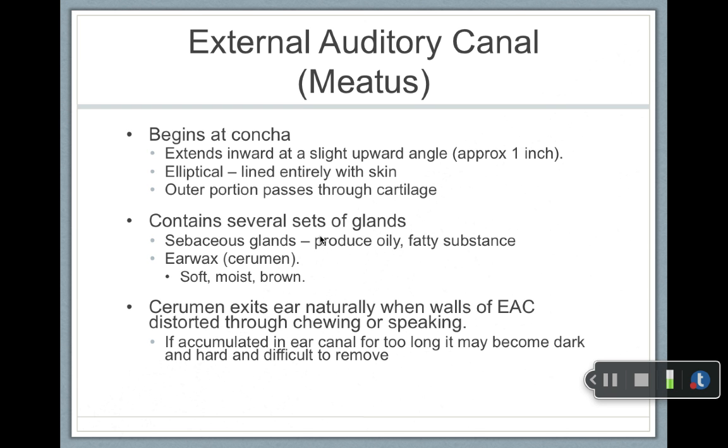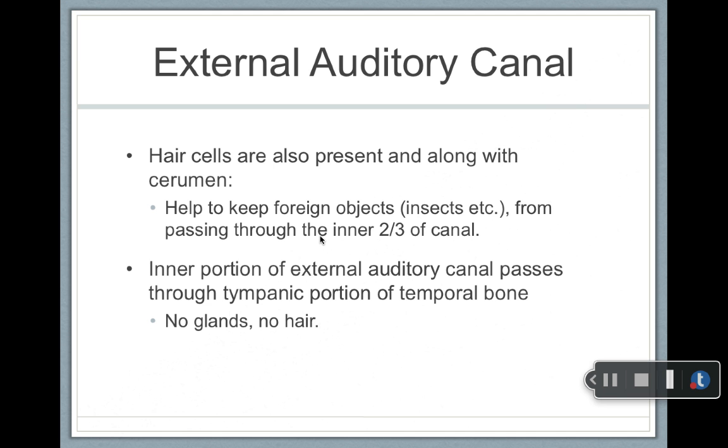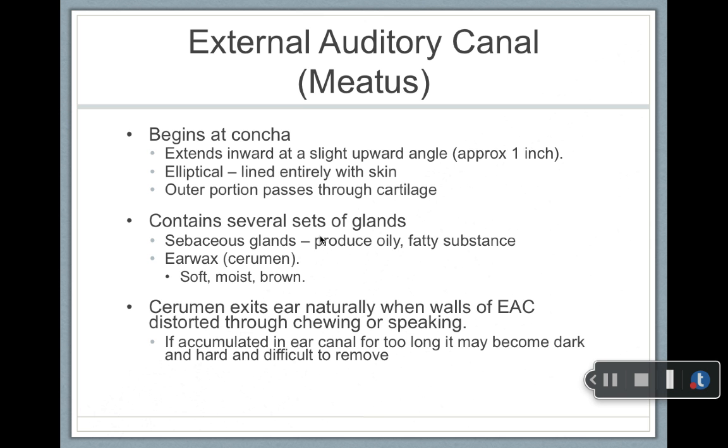But let's say you're older. Sometimes people who are older, they tend to accumulate earwax, and when earwax gets accumulated, that's when it becomes dark and harder and more difficult to remove. There are also hair cells present along with the cerumen, and the idea behind having hair cells and wax was to keep foreign objects, for example, insects, from entering the more protected portion of the ear canal.